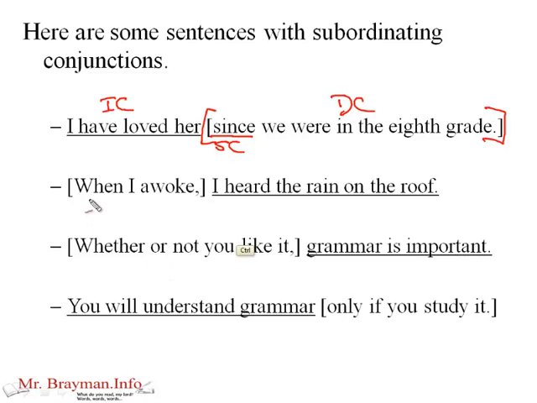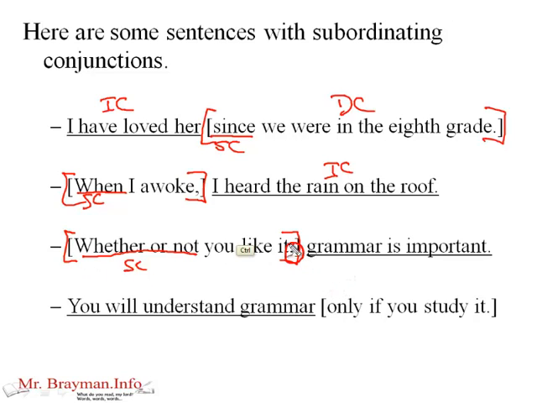Same thing here. Here's another subordinating conjunction, when I awoke. I heard rain on the roof is an independent clause, it's a complete sentence. But when I awoke could not stand by itself. If I came up to you and said, when I awoke, period, you'd go, what? But if you say, I heard rain on the roof, you might ask me when, but you would understand what I meant. Same thing here, whether or not. It's my subordinating conjunction. So there's my dependent clause.